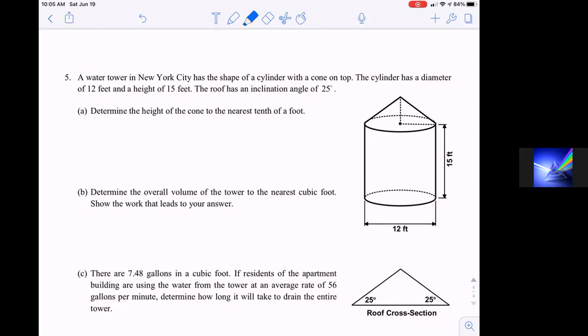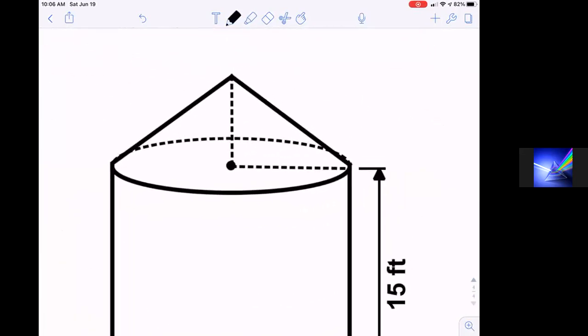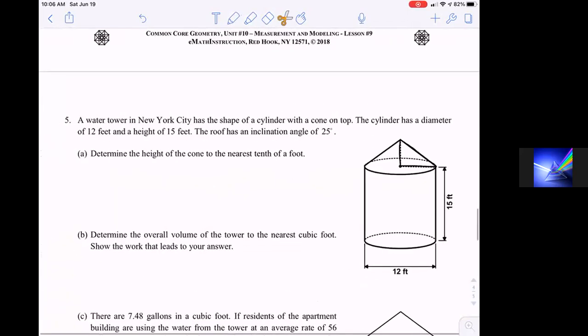Now in number five, it says we have a water tower in New York City that has the shape of a cylinder with a cone on top. The cylinder has a diameter of 12 feet and a height of 6 feet. Determine the height of the cone to the nearest tenth of a foot. All right, so here's what we're going to do. If you look at the cone, you can see there's a little triangle shaped right here. So I'm going to take that, bring that out, and we're going to work with that as our picture.